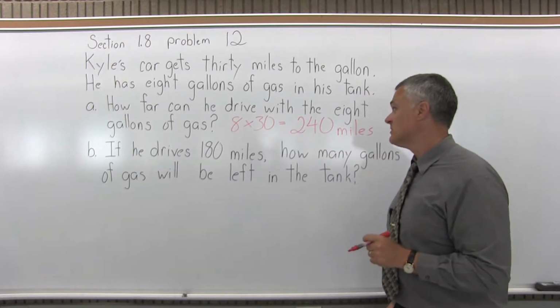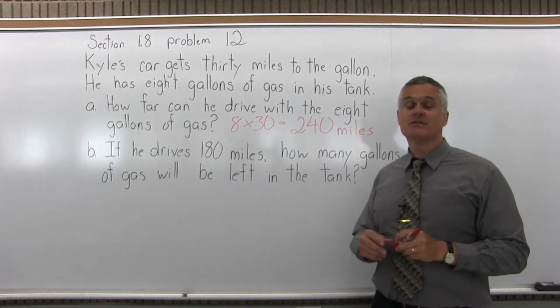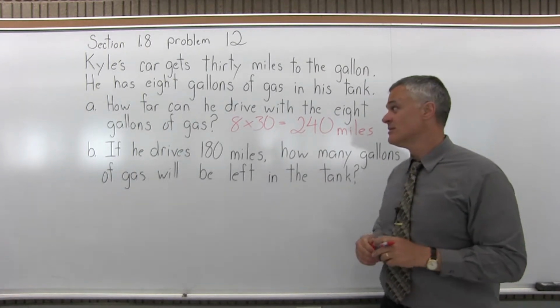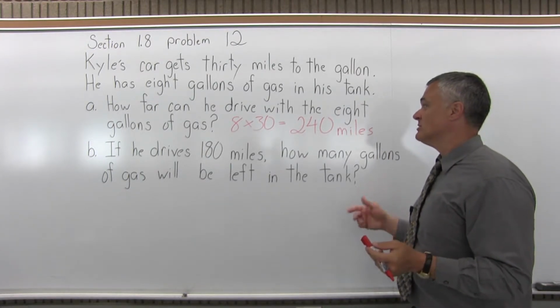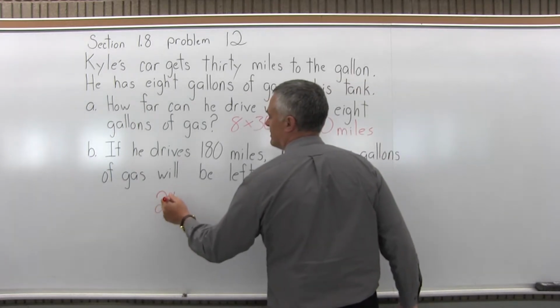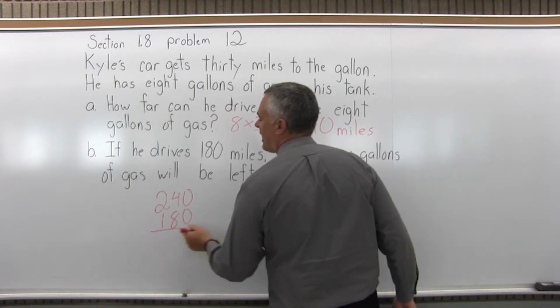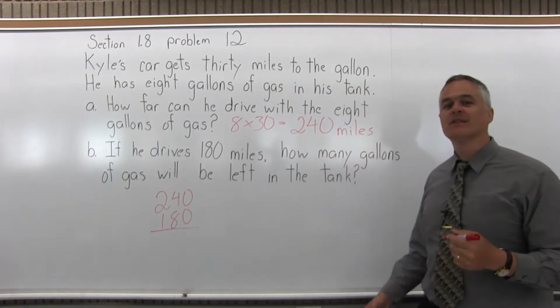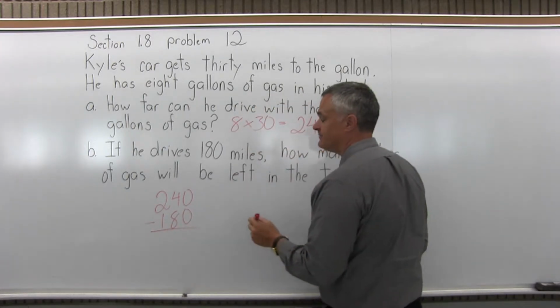It's pretty far. So now B says if he drives 180 miles, how many gallons of gas will be left in the tank? Well, first of all, how many miles left can he go? So he can go 240 altogether before he runs out of gas. If he's gone 180 so far, how many miles are left until he runs out of gas? So let's start with that. So I'm going to subtract that.